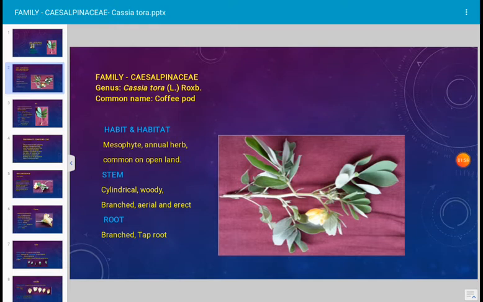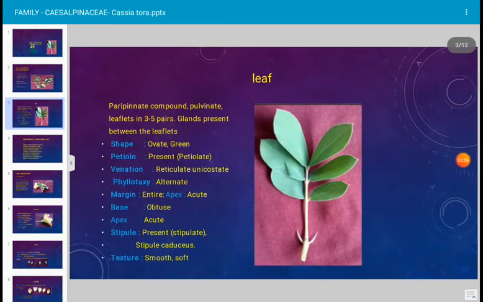Okay. Root system is highly branched and it is a taproot system, because if the taproot system is there, then it is a member of dicot plant. Next, this is the leaf of Cassia tora, the member of Cisalpinaceae. The leaf is pinnately compound, but it is described as peripinnate compound leaf.